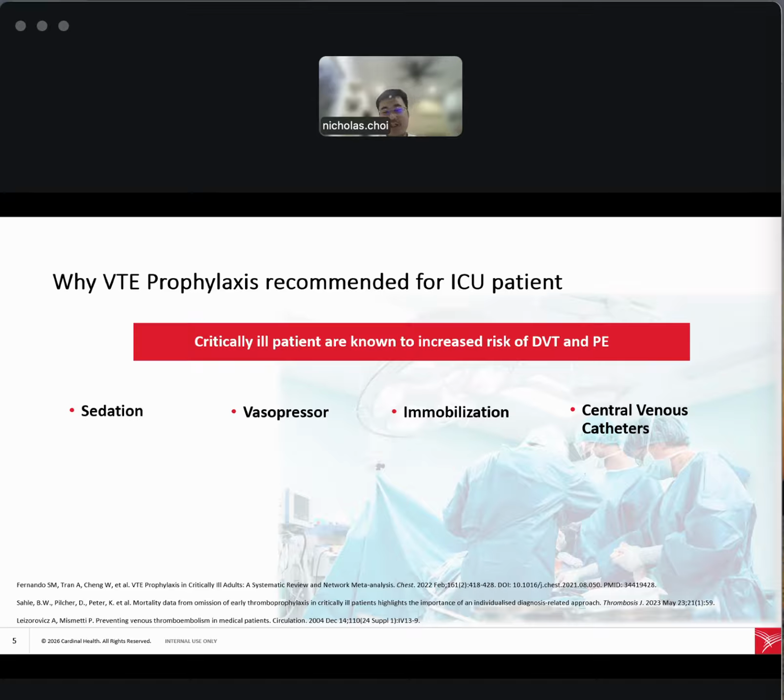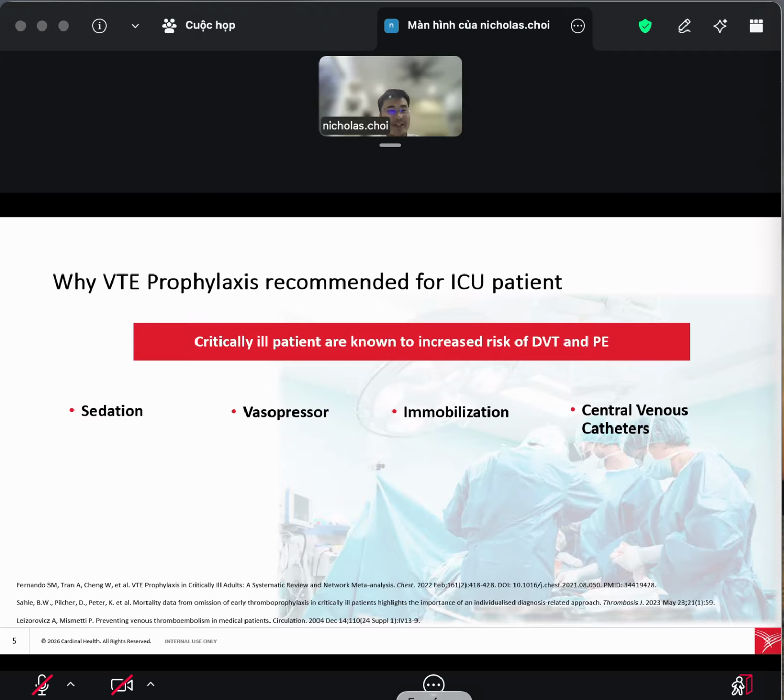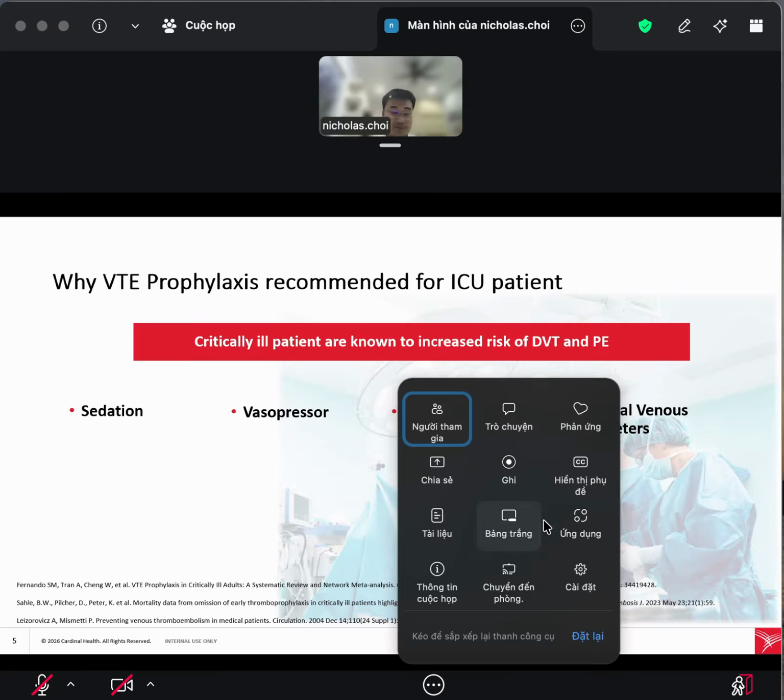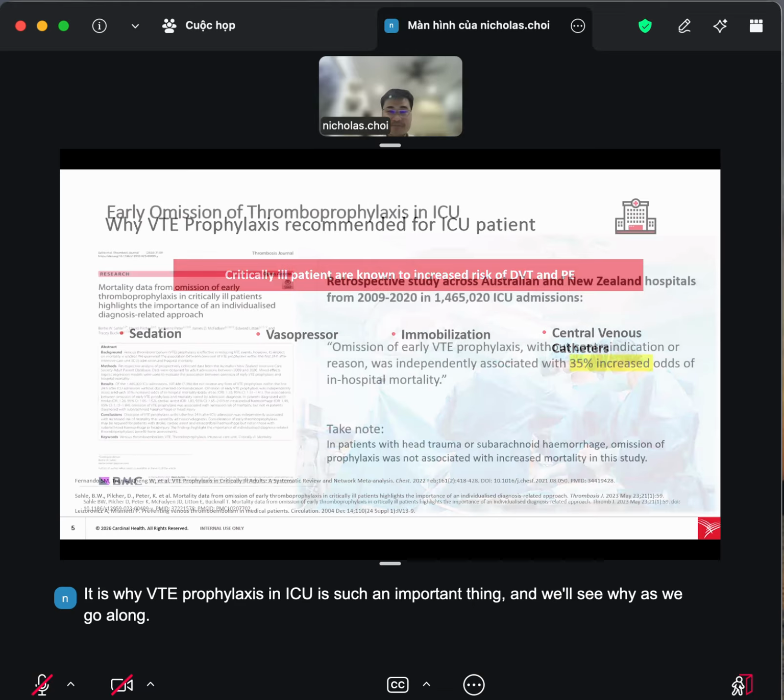So that's the Verkaus trial I explained earlier. I won't talk much about it, but it is why VTE prophylaxis in the ICU is such an important thing, and we'll see why as we go along.